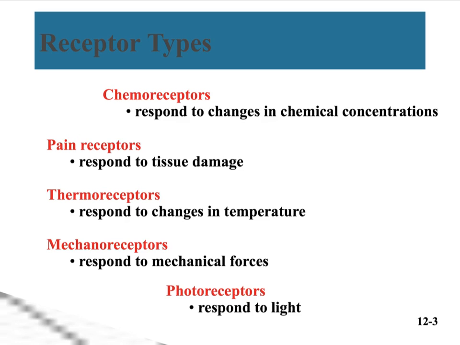So there's a lot of different receptors we're going to study in this unit. We have chemoreceptors, which respond to changes in chemical concentrations. Those would be like oxygen receptors, carbon dioxide receptors, hydrogen ion for pH. There's pain receptors. They typically respond to chemicals released during tissue damage. Thermoreceptors respond to changes in temperature. Mechanoreceptors are responding to mechanical forces, like when we touch something. And then our photoreceptors respond to light. And those are only located in our eyes. And actually, I should take that back, also in our pineal gland.